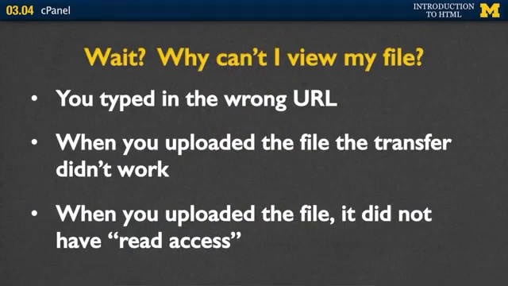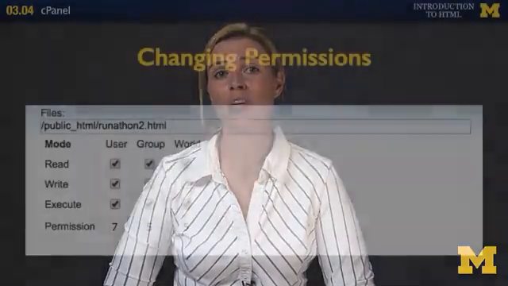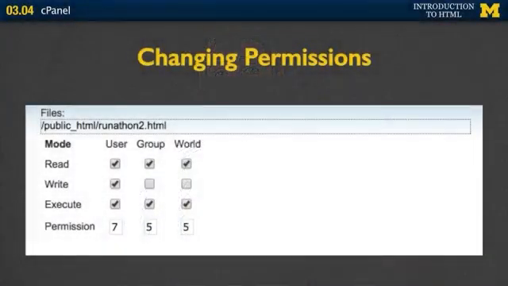Second, when you uploaded the file, the transfer didn't work. So many times when you're uploading, you want to make sure that there weren't any error messages on the cPanel. The final one, which we'll show you right here, is that when you uploaded the file, it did not have what we call read access. And this happens a lot when you're dealing with images. What this means is that your computer said, oh sure, I'll put this file on your site, but I'm not going to let anybody else see it. So what we need to do is go in and change the permissions for that image. And I can show you how to do it right now.